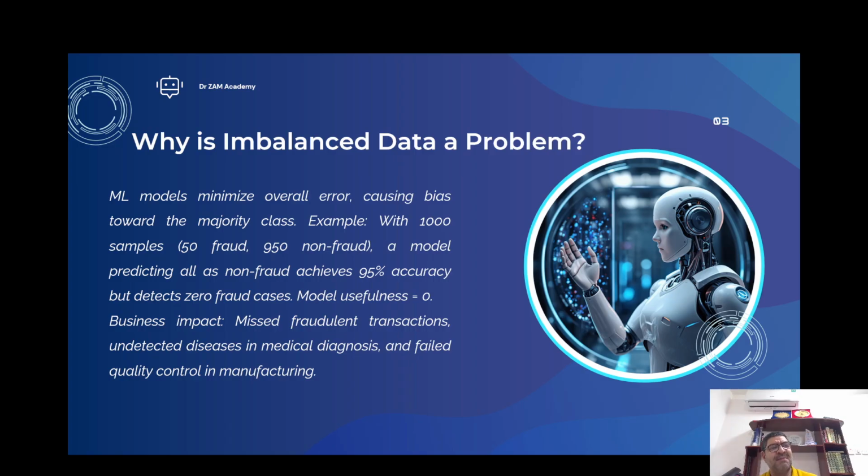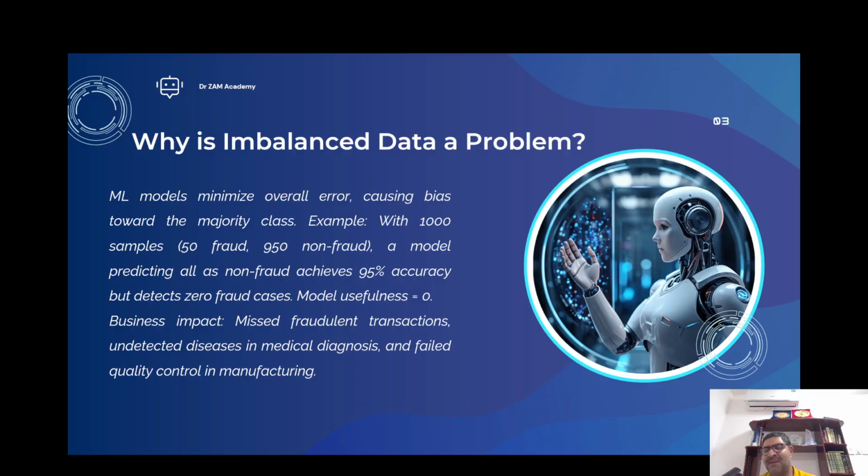Why is imbalanced data a problem? Machine learning needs to minimize overall error. We know that machine learning is meant for that, we want to minimize the overall error. It will definitely cause a bias towards the majority class.